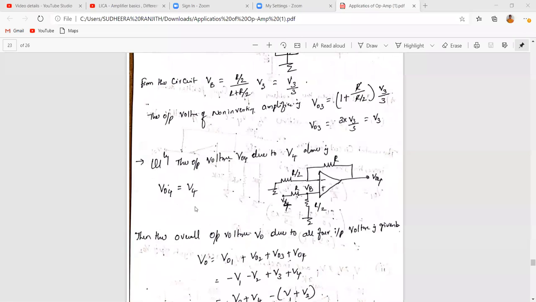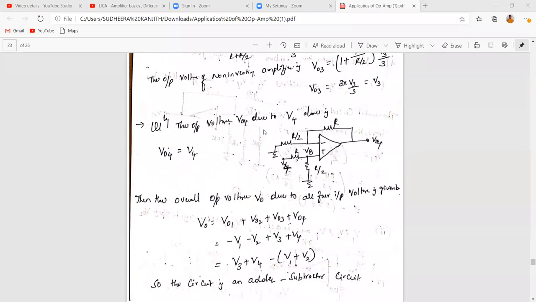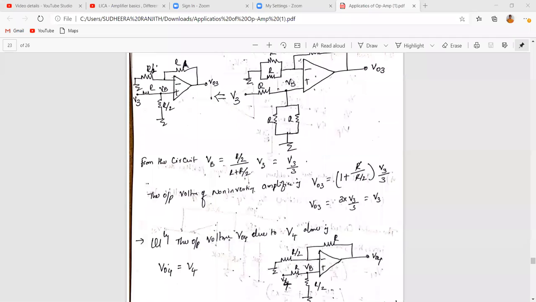The only difference between the previous circuit and this circuit is that in the place of V3, you are having V4. The remaining entire circuit is the same. Then what is the expected output? V04, which is V4. Right.